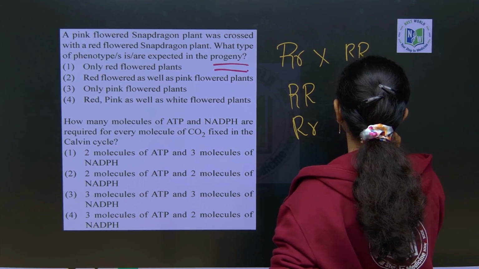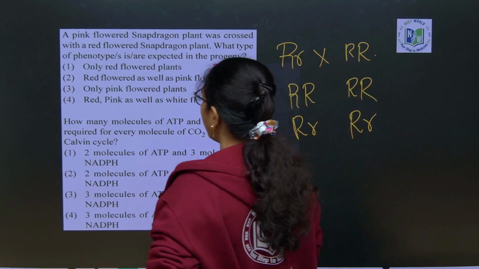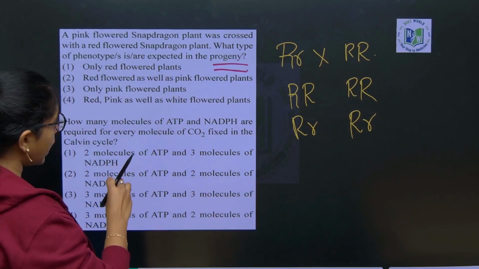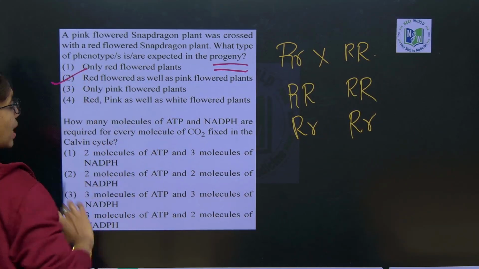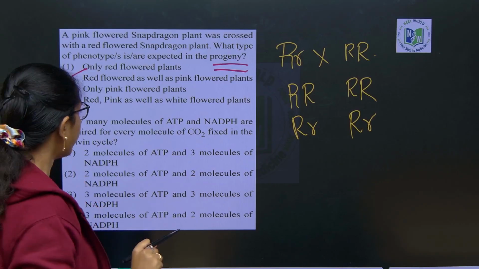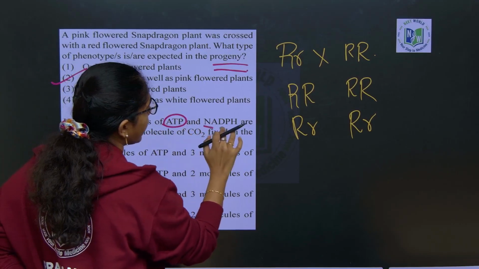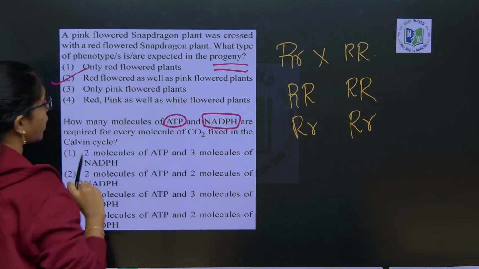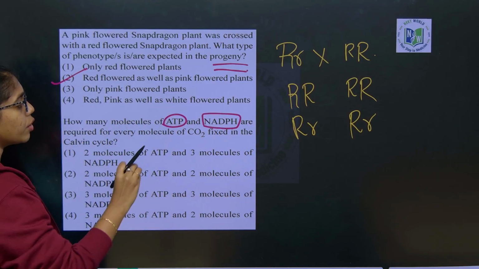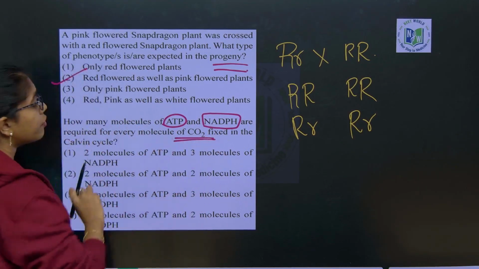Of course, it will be 1:1, where you will get both red as well as pink colored flowers, that is option 2. Next, how many molecules of ATP and NADPH are required for every molecule of carbon dioxide fixed in Calvin cycle?